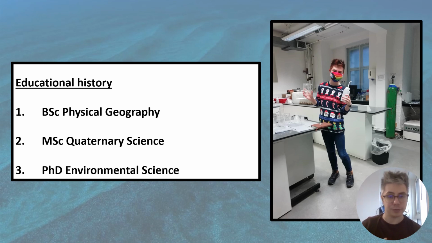I then went on to study quaternary science, which is looking at the past 2.5 million years of the Earth's climatic history. I went through different methods of how we reconstruct past climates and why that's important for today. And then that led me to doing a PhD in environmental science. This is a more broad title, but my title is specifically looking at abrupt climate change during MIS 11, which is that long warm period we talked about a few slides ago.